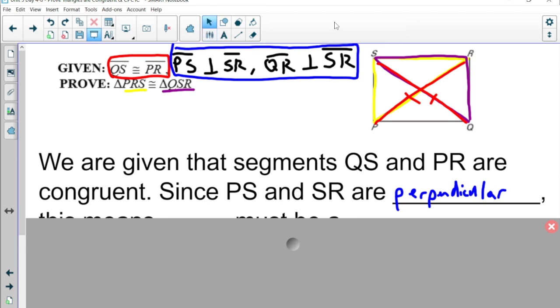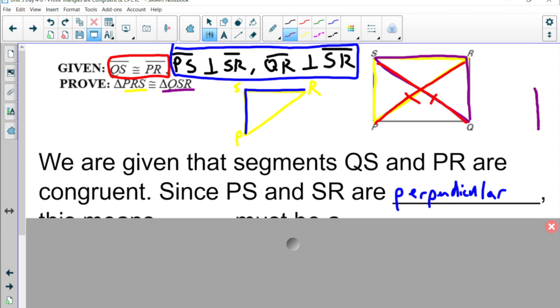So I'm going to go ahead and draw these out separately so that we can see this a little better. We have here, here, here. This is P, this is S, this is R. And we're told that P to S and S to R are perpendicular. And we're also told over in the other triangle, here's Q, here's S, and here's R, that Q to R and S to R are perpendicular. So that is Q to R and S to R.